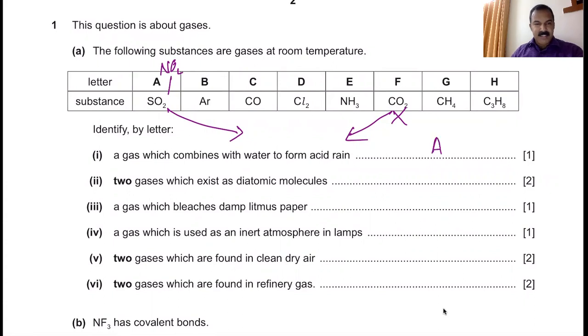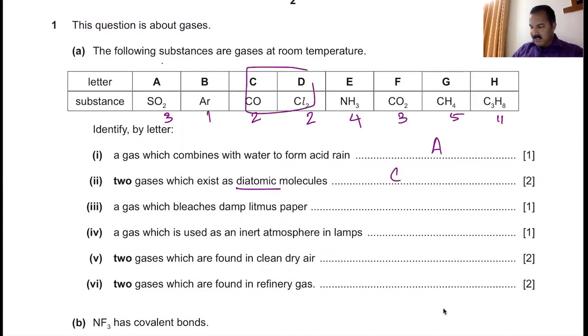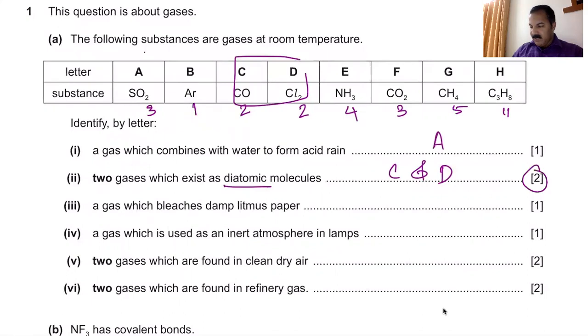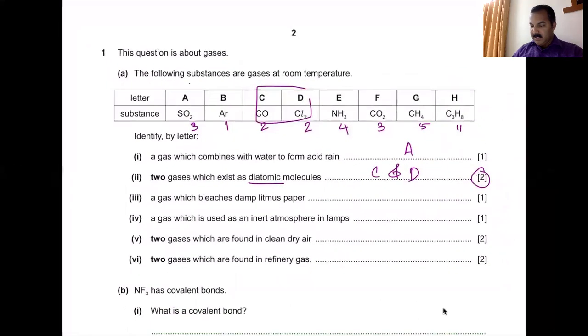Two gases which exist as diatomic molecules. Diatomic means two atoms, right? Out of that, this has 3 atoms in one molecule, this has 1, and this has 2. This has 2 as well, and this has 4, 3, 5, 11. So obviously it's very clear, it is C and D. For each letter or each answer, you have 1 mark. That is how you should answer that question.